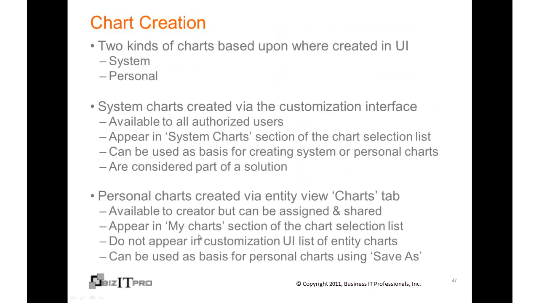Chart creation. There are 2 kinds of charts based upon where the charts are created in the UI. There's system charts, which are created by a customizer, and personal charts, which are created by end users. System charts are those charts created via the customization interface. Such charts are available to all users authorized to see the entity, and they appear in the System Charts section of the chart selection list.